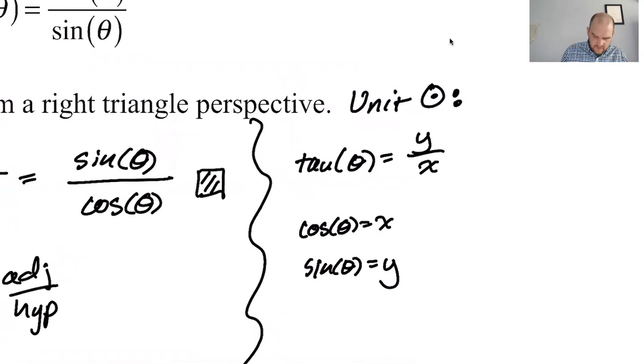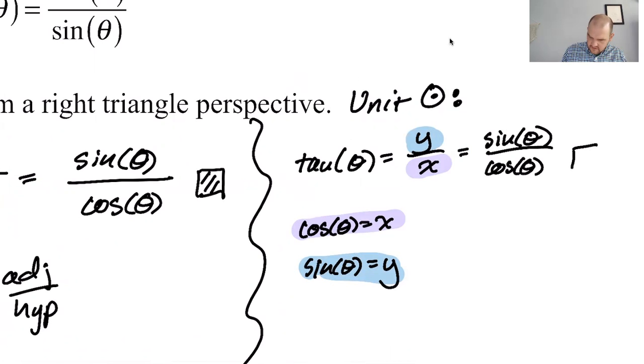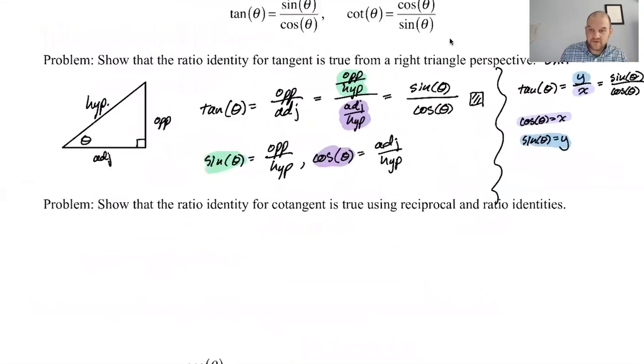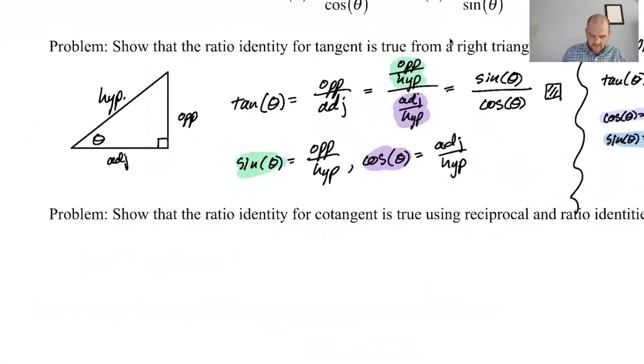So when you see this, you got cosine is equal to x, there's an x. And you got sine is equal to y, there's a y. So that means that tangent must be sine of theta over cosine of theta. That's another way of verifying it. So done.